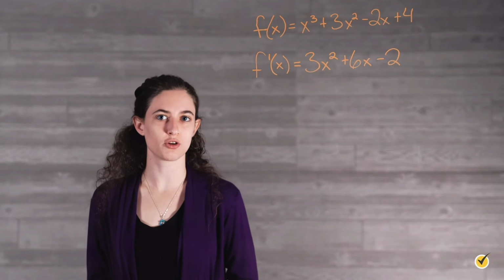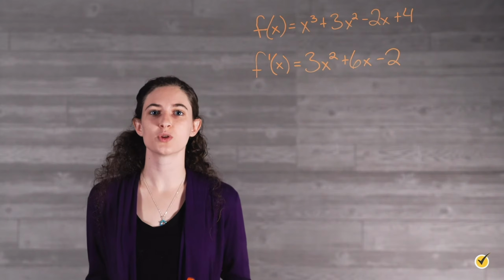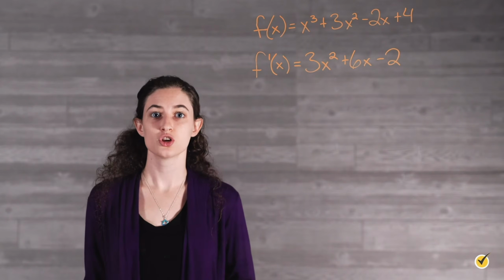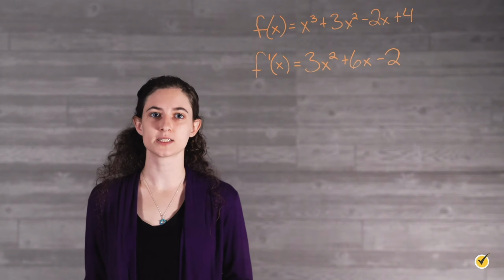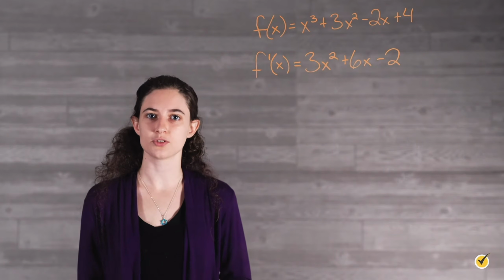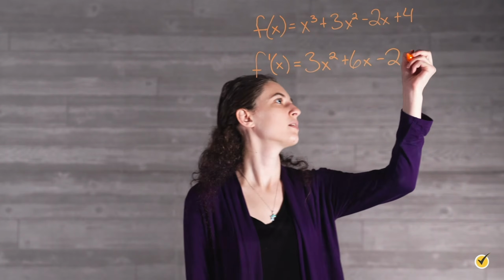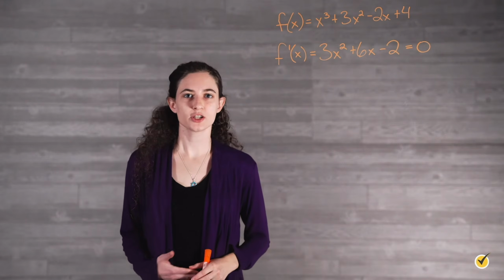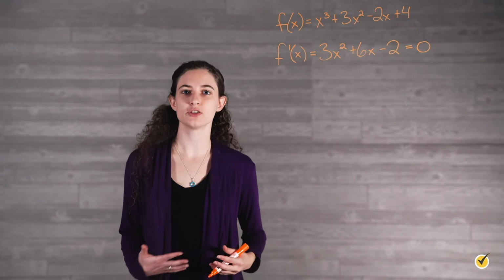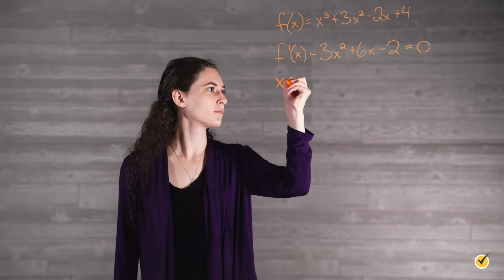Next, we need to find the critical points. Critical points occur when the derivative is equal to 0. So we're going to set 3x squared plus 6x minus 2 equal to 0 and solve. This function doesn't factor easily, so we will have to use the quadratic equation.